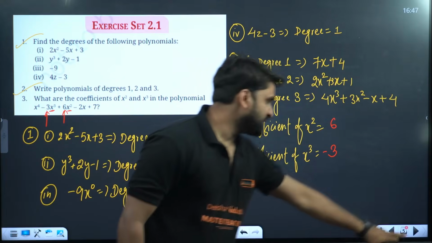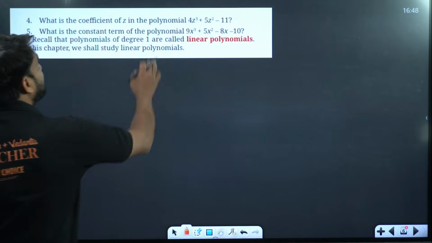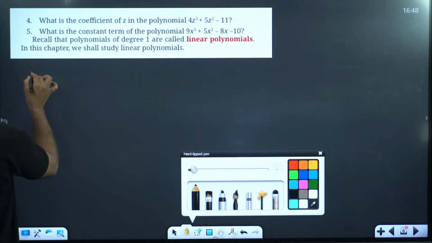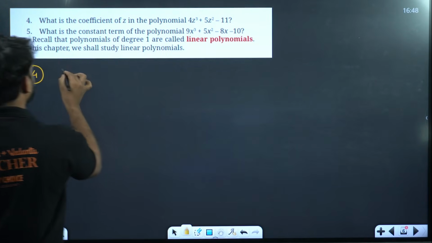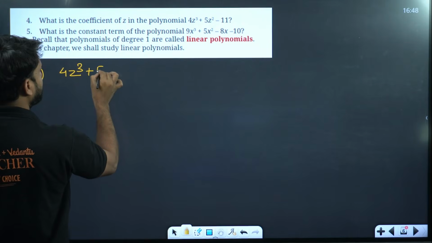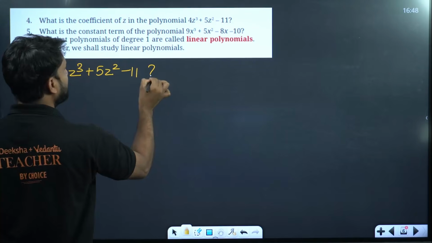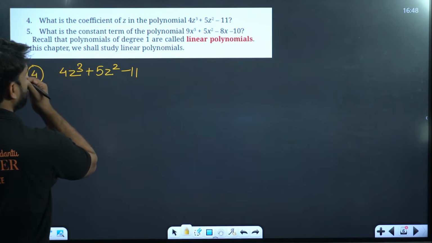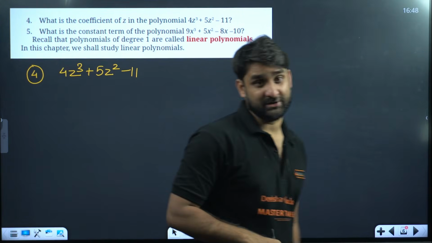Okay, moving to the next question. What is the coefficient of z in this polynomial? So let's do question number 4. The equation is 4z cube plus 5z square minus 11. We have the equation given here and the question is asking what is the coefficient of z. Oh my god, what a question.